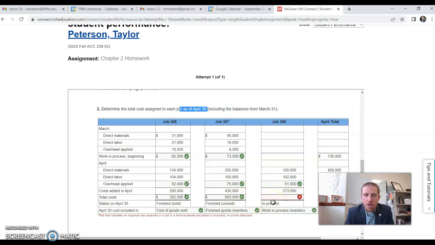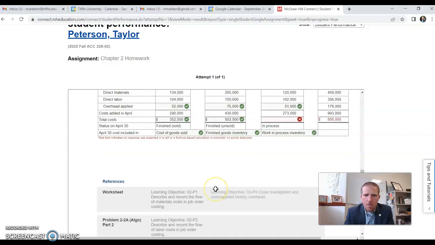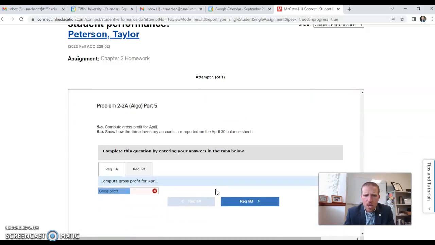Well, I don't want to give it away, but I already did. It's going to be the same because it was started in April. It's still being worked on, right? So this is just a copy job where 306 and 307 had costs before, and now we added more to them, so it's those two things together. But here for 308, we had nothing plus 273. Okay, so hopefully that gets you on track with that.